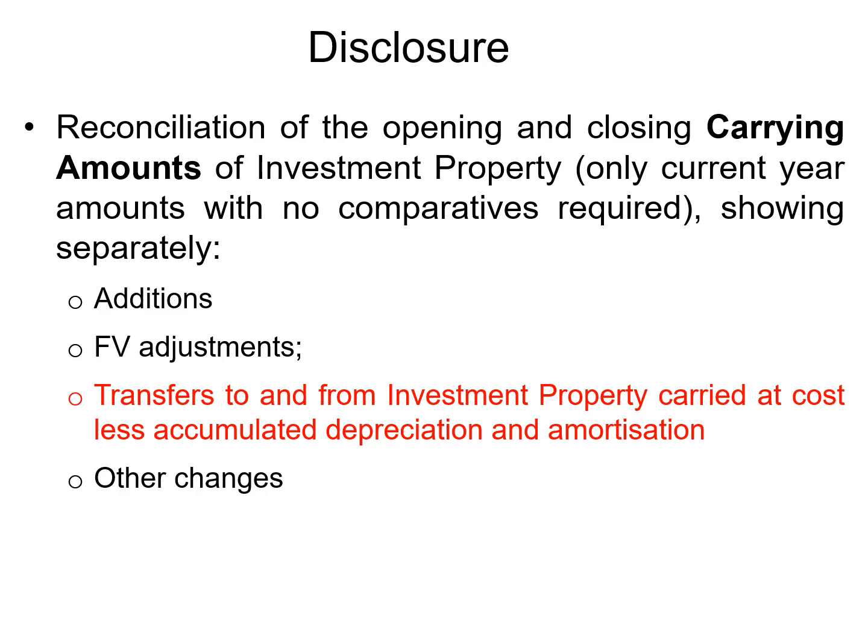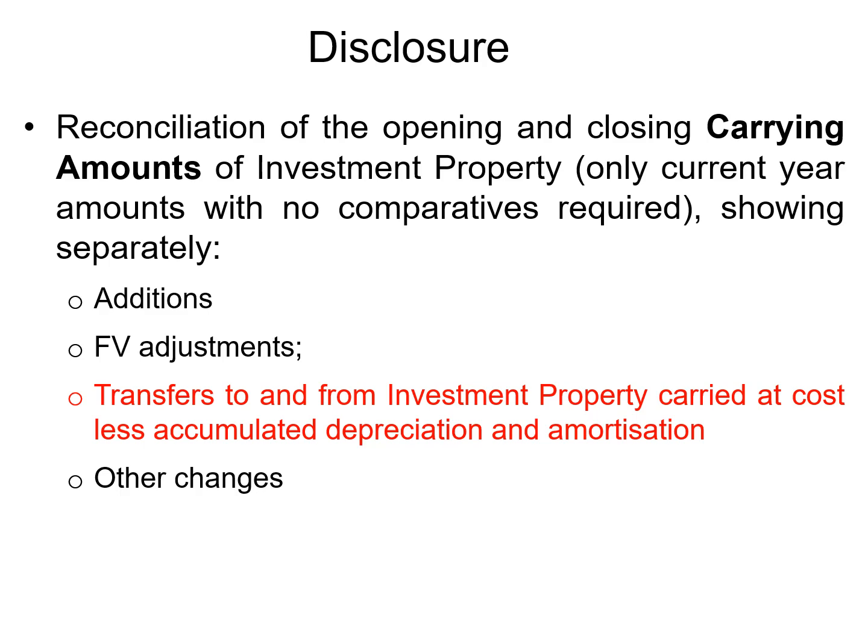What's changed about the way that investment property is dealt with under IFRS for SMEs, the new version, is that previously we were required to show any investment property that was carried at cost less depreciation and impairment as part of property, plant and equipment. The change that has now been made requires that such investment property is shown separately as a separate line item on the face of the statement of financial position.